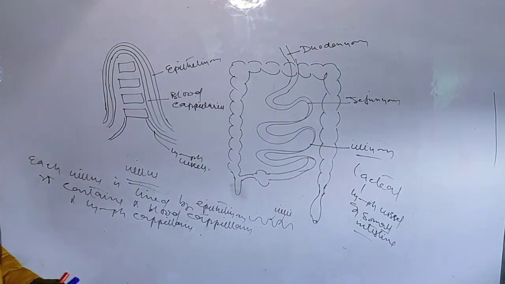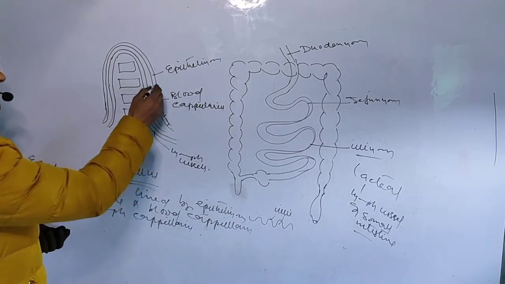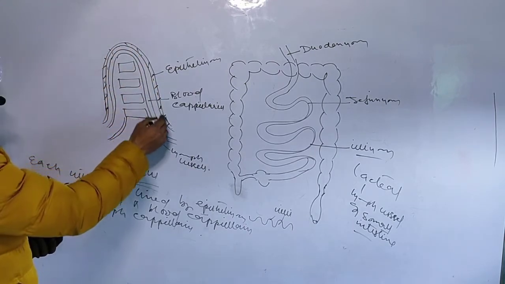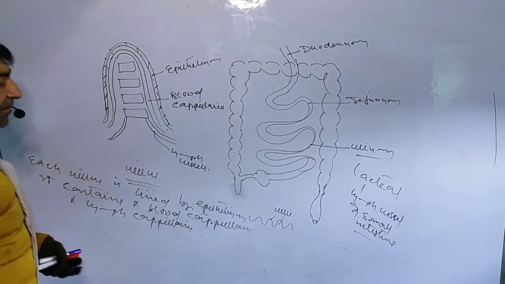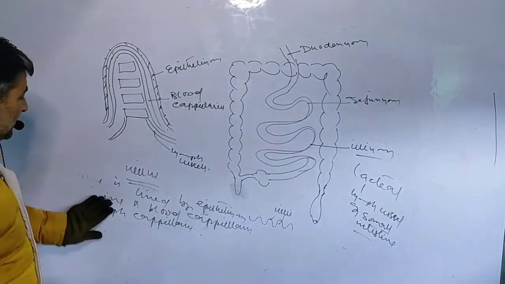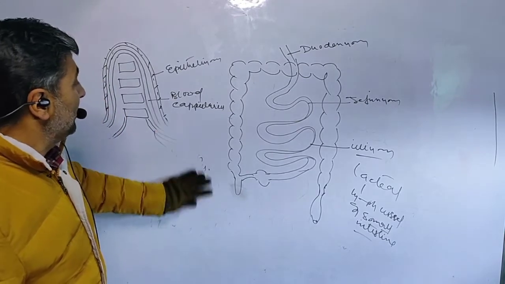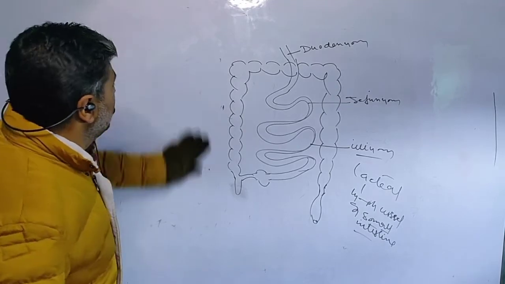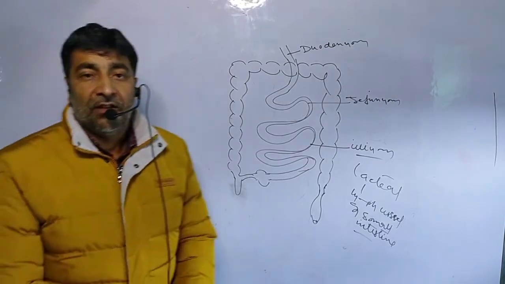Each villus is lined by epithelium. These are epithelial cells. These are lymph capillaries and these are blood capillaries. When the lymph capillaries join together, they form lymph vessels. And the lymph vessels of the small intestine are called lacteals. This you should remember. Very important point.